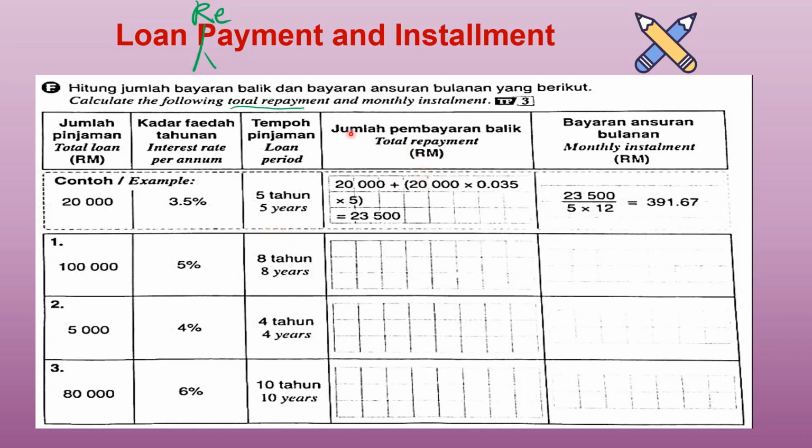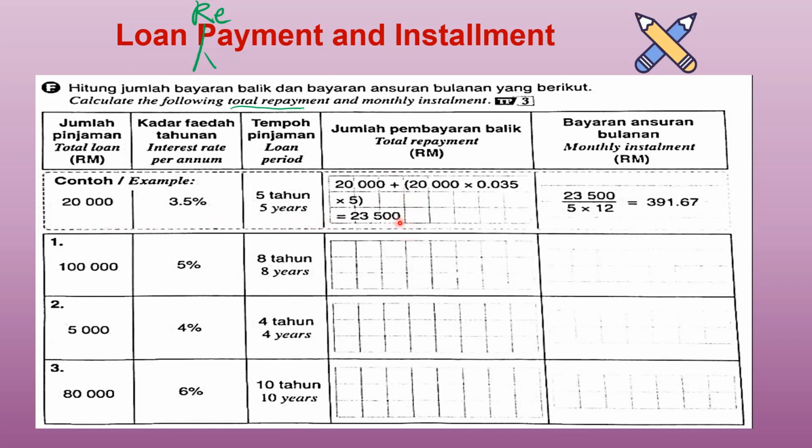So the total repayment is, you take the total loan 20,000, and then you plus with bracket. This is another calculation. You take the loan payment 20,000, and then times with the rate 3.5%. 3.5% is 0.035. And then times with the loan period 5 years, times with 5. So total repayment is 23,500. After you times with the interest rate and the loan period, from 20,000 you must pay 23,500 within 5 years.